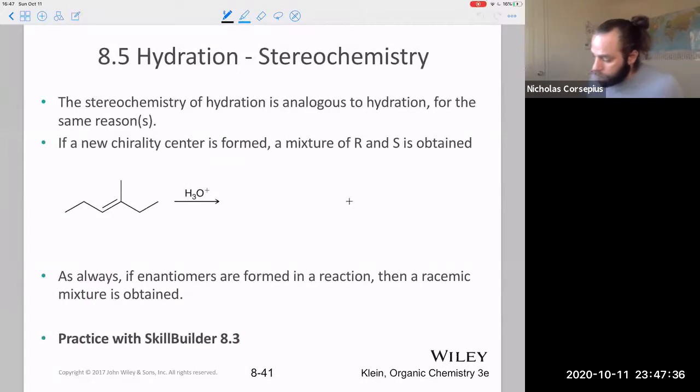Okay, so let's look at this here. Here's my alkene. I'm going to indicate or locate my vinyl carbons. And now I'm going to ask myself, which is going to get my alcohol group?